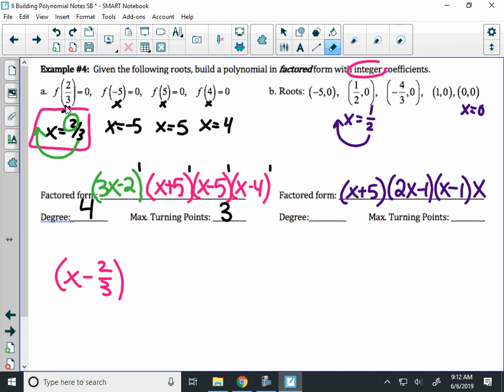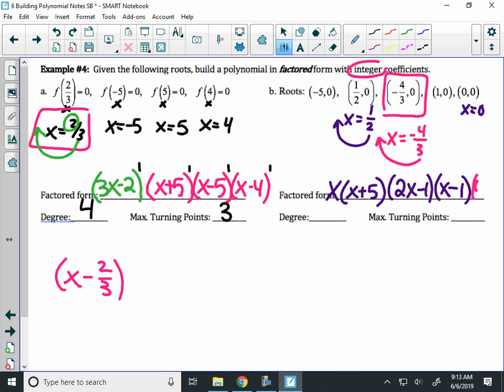You can put it on the end. I tend to like to put the factor of x out in front, but it doesn't matter where it goes. This polynomial, again, oh, I missed one. I'm sorry. I missed this guy in here. X equals -4/3. The 3 pops in front of the x, so 3x, opposite of -4, so +4. There is a degree of 1, 2, 3, 4, 5, so it's called quintic, and it would have at most 4 turning points.